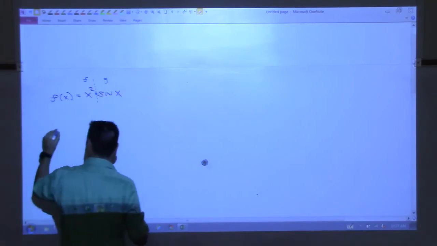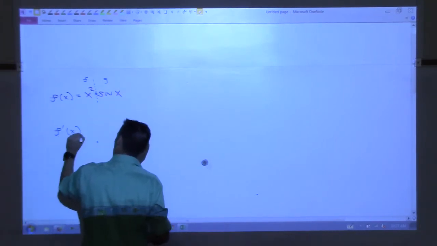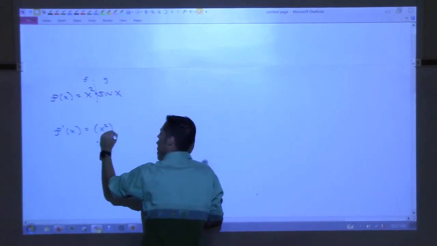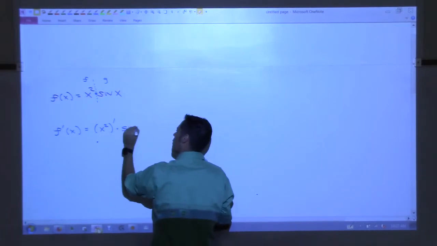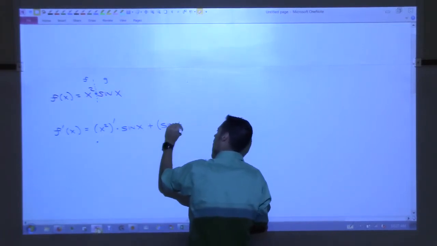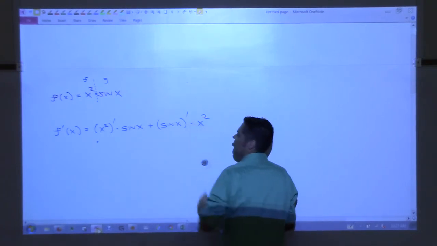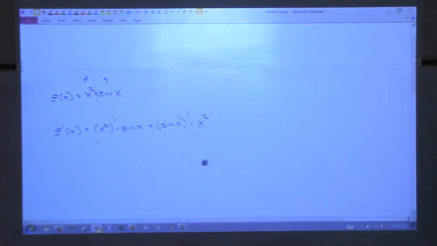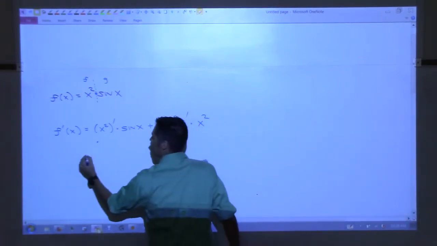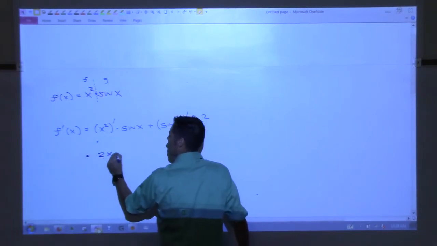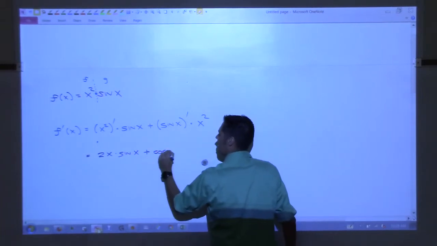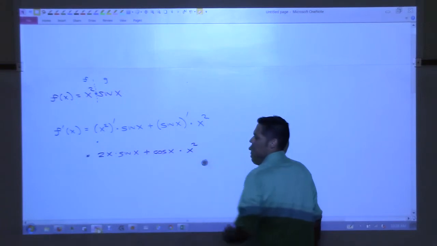So the derivative of this should be the derivative of the first one times the second one plus the derivative of the second one times the first one. Do y'all see that that's f prime g plus g prime f? And what is the derivative of x squared? So I'm ready to start calculating this. The derivative of x squared is 2x times sine x. And then over here, derivative of sine x, so cosine x times x squared.